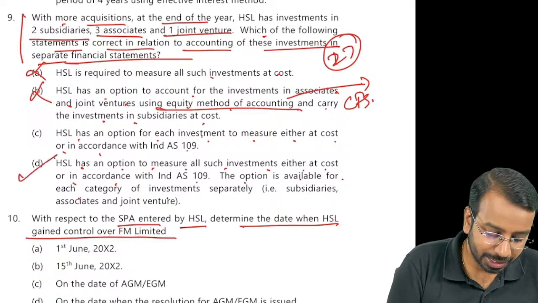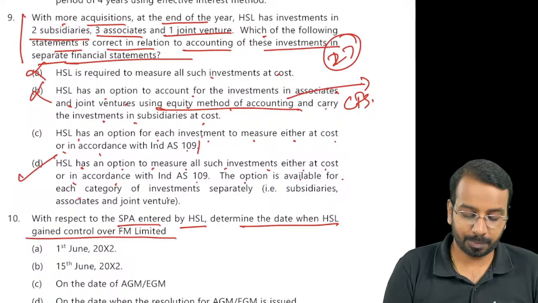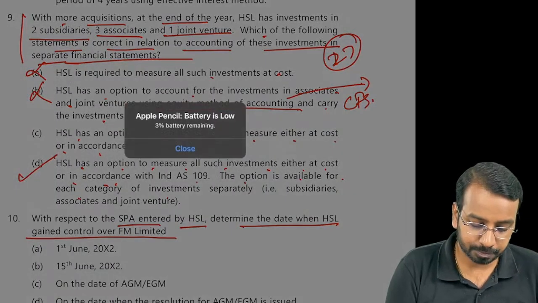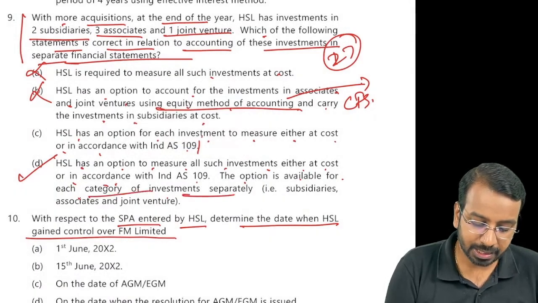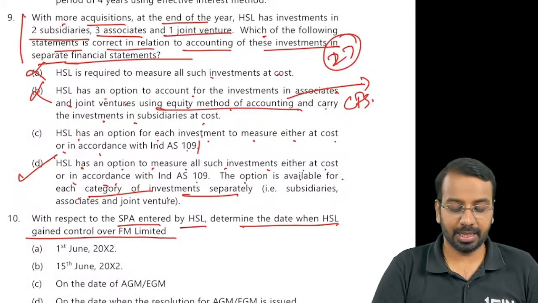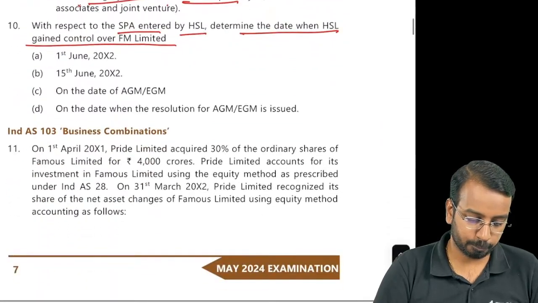So this is the correct answer. This is incomplete. It has to be done by each category of investments separately. Right. So that is the answer.